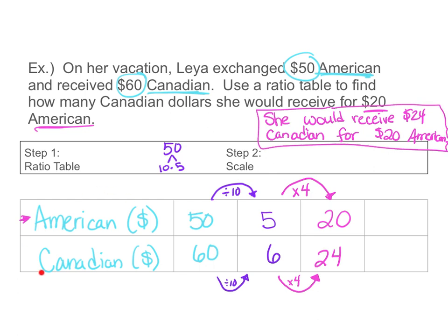Remember to make sure that you put your units or your categories off to the left. Only numbers on this right-hand side in your table. When you're moving across the table, you're either multiplying or you're dividing. So you're either scaling up or down depending on where you need to go. In this case, we're scaling down when we divide, and multiplying when we are scaling up.